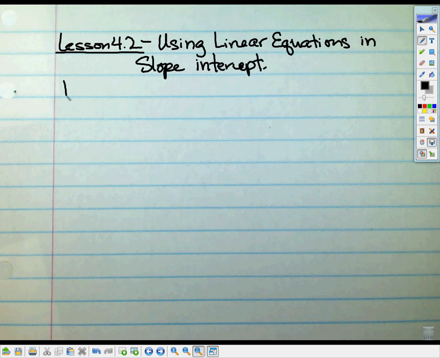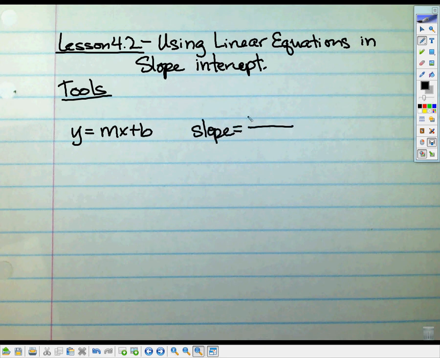And the tools that you will be using, I'm referring to them as tools. These are things that you've learned to work with. Slope-intercept form, which is y equals mx plus b. It'll also be the fact that slope is equal to rise over run. That's for when you work with a graph.